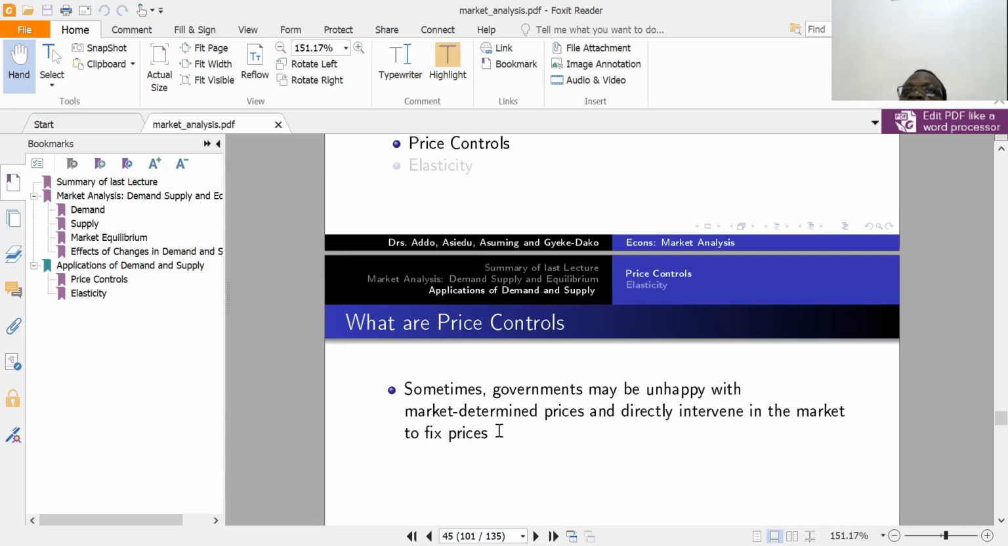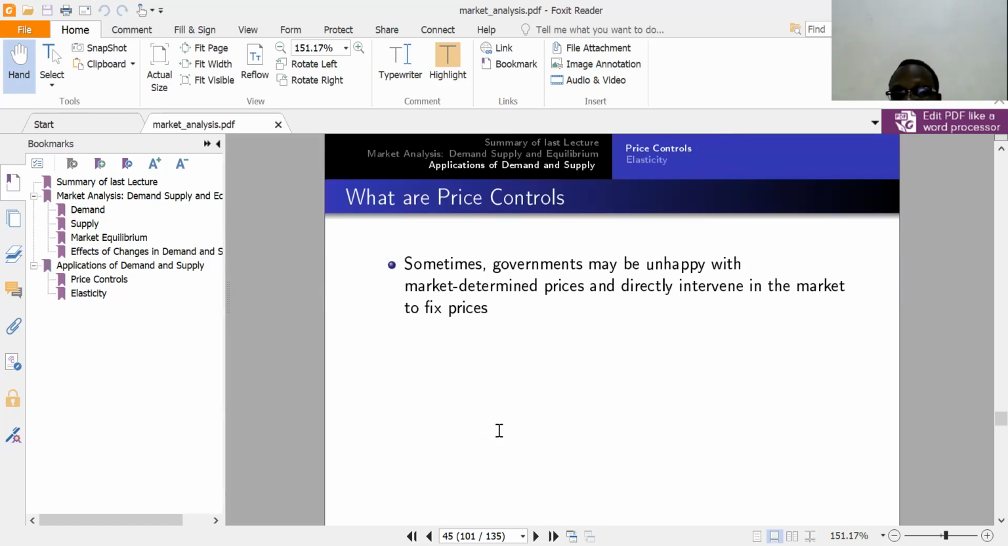Price controls is pretty straightforward. If you understood the demand curve and the supply curve, the intersection between supply and demand translates to the equilibrium price and quantity, and that is the market price, which is influenced by market forces, the demand side forces and the supply side forces. Any other price that the government or any institution wants to set will be a price control. So you can set a much higher price above equilibrium, or you can set a price below equilibrium. I know I explained it at the end of the previous session, but let me try to formalize it here.